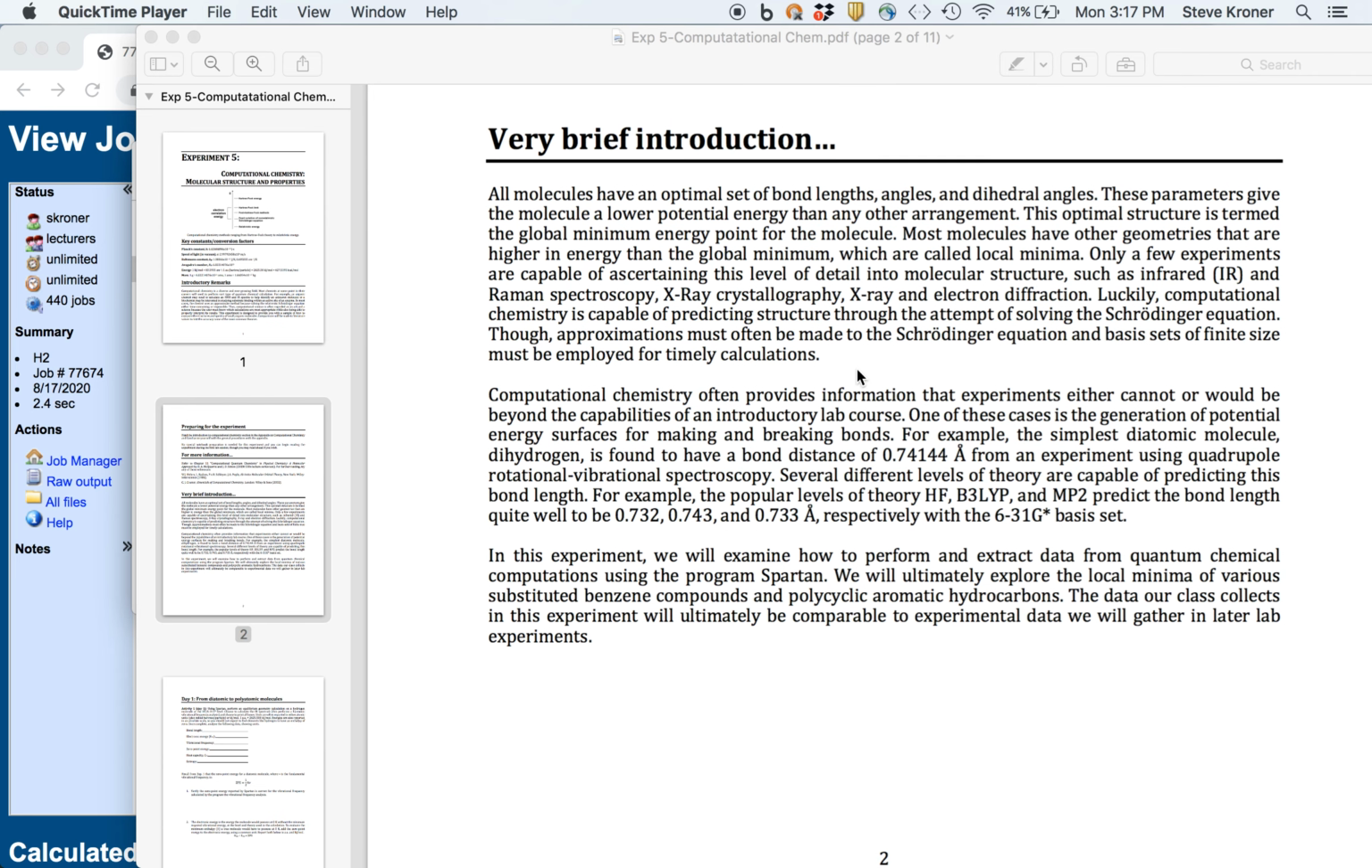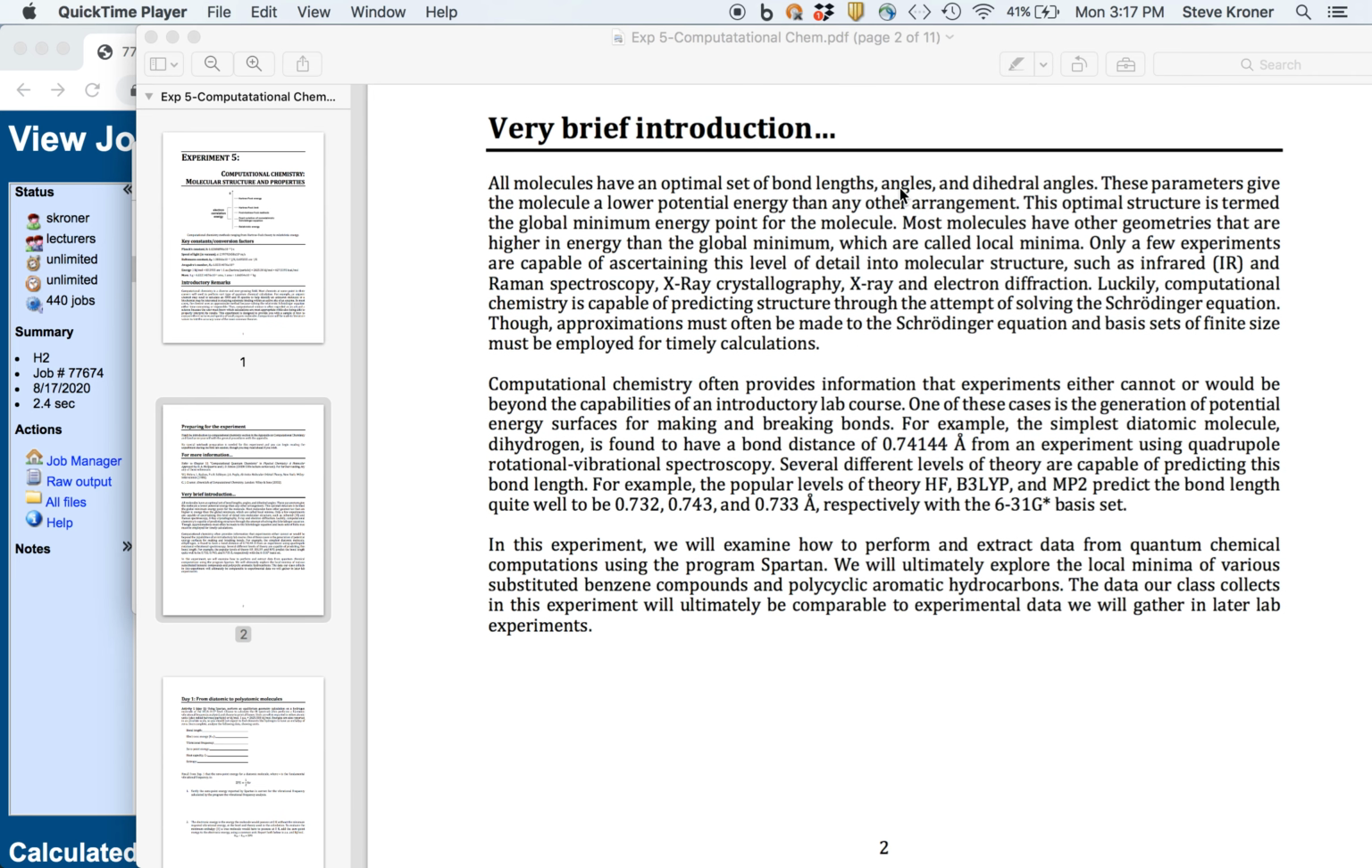Very brief introduction is that all molecules have some optimal set of bond lengths, angles, and/or dihedral angles. And these parameters give a molecule a lower energy than any other arrangement. This is called the global minimum. Now, some molecules don't even have angles or dihedral angles, like H2 just has a bond length. Water only has a bond angle and two bond lengths.